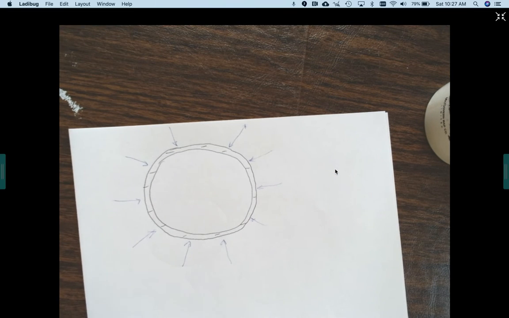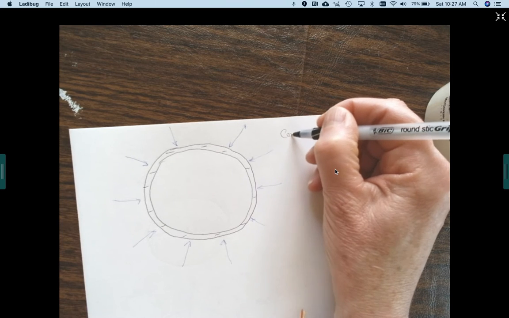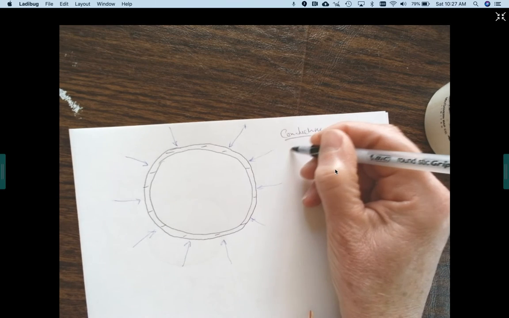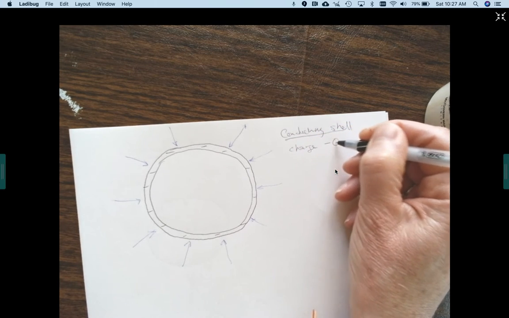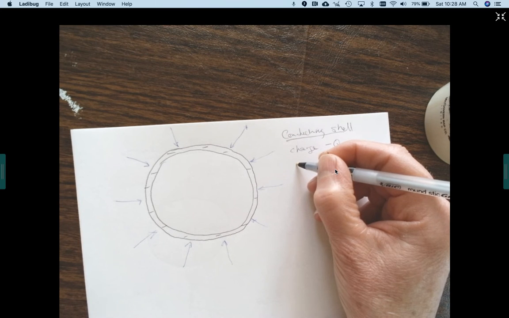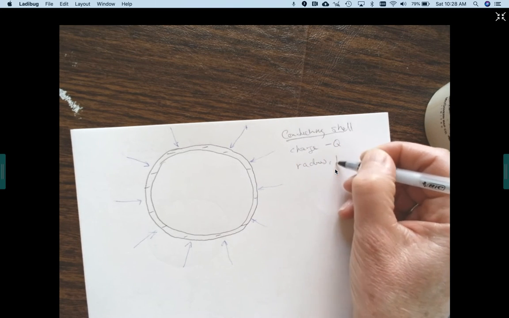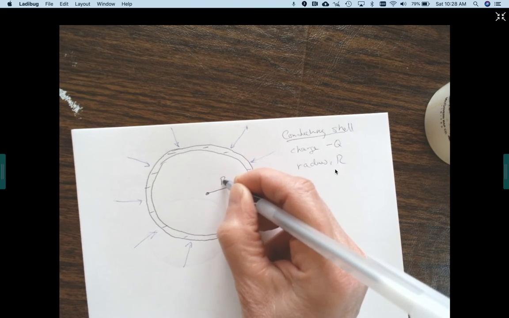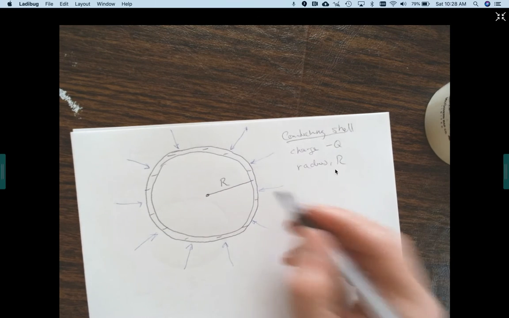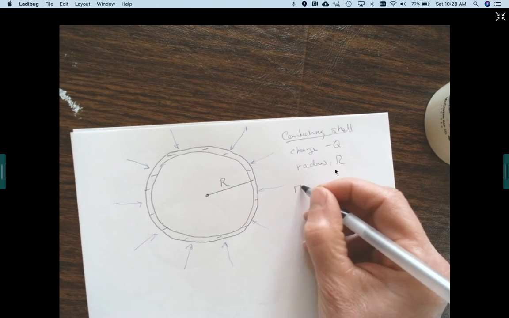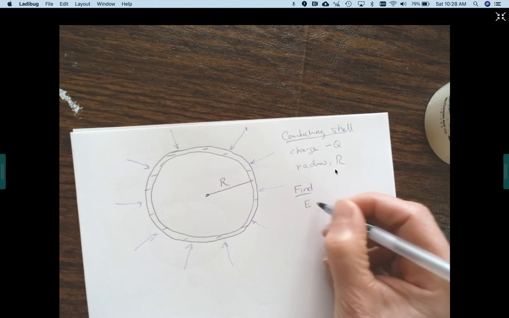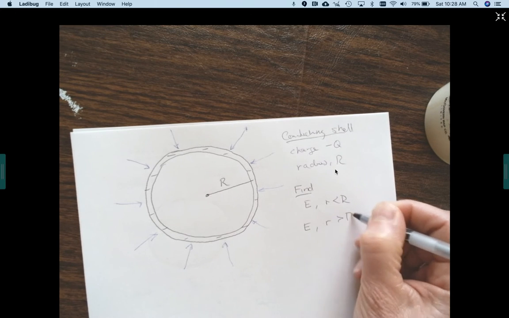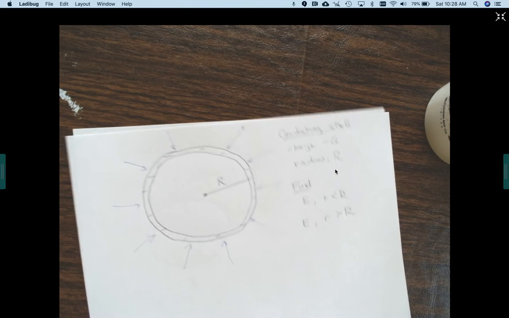Okay, so this is a conducting shell. It's got a charge, let's say again, charge minus Q, and a radius R. And we'll make it thin so it doesn't actually matter if we're pointing to the middle or the inside or the outside. And let's say, again, we want to find the electric field for r less than R, and then the electric field for, well, once we're outside the charged sphere.